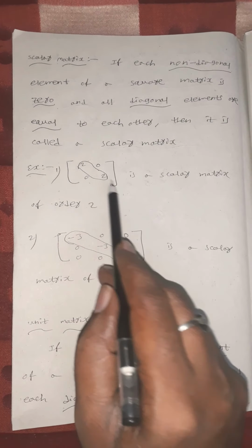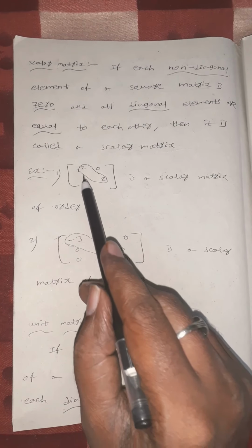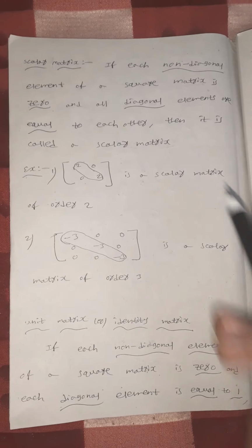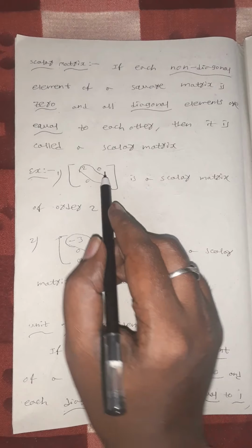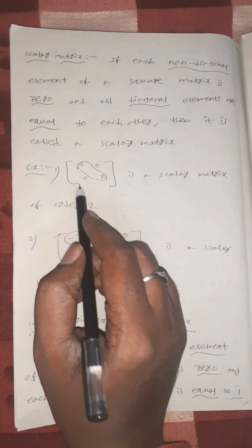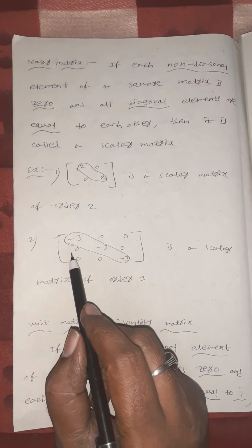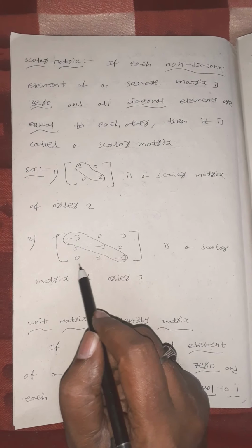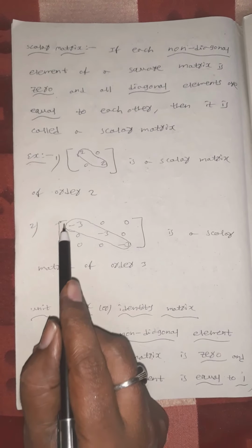Having diagonals of different numbers and rest all numbers 0 is known as a diagonal matrix. Having the same diagonal numbers and rest all zeros is known as a scalar matrix. That is the difference you should observe. If you take here the example 2 0 0 2, diagonal elements are the same, remaining elements are 0. It is a scalar matrix of order 2. Next, the second example, minus 3 0 0, 0 minus 3 0, 0 0 minus 3, is also a scalar matrix of order 3. Why? Because diagonal elements are the same, rest all elements are zeros.